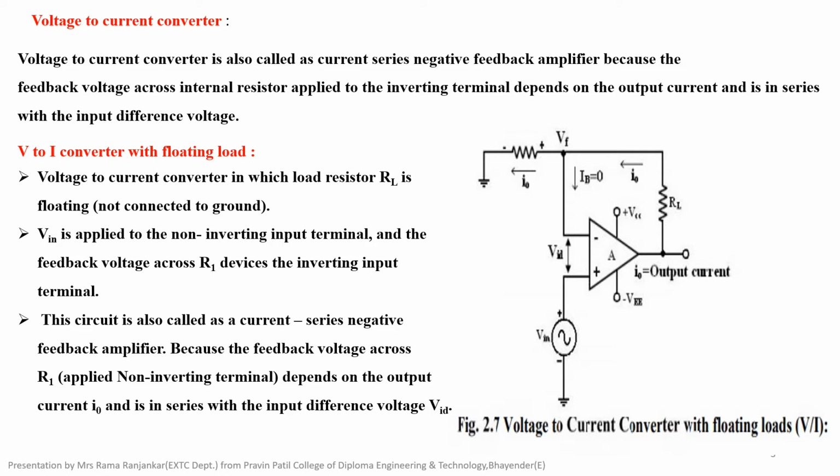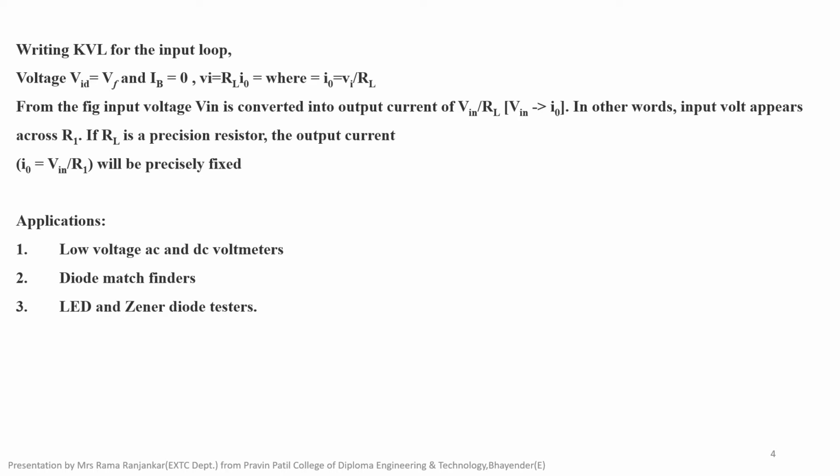Vin is applied to the non-inverting input terminal and the feedback voltage across R1 drives the inverting input terminal. This circuit is also called a current series negative feedback amplifier because the feedback voltage across R1 depends on the output current IO and is in series with the input difference voltage VID. Writing KVL for the input loop, VID is equal to VF and IB is equal to 0. VI is equal to RL into IO, where IO is equal to VI upon RL.